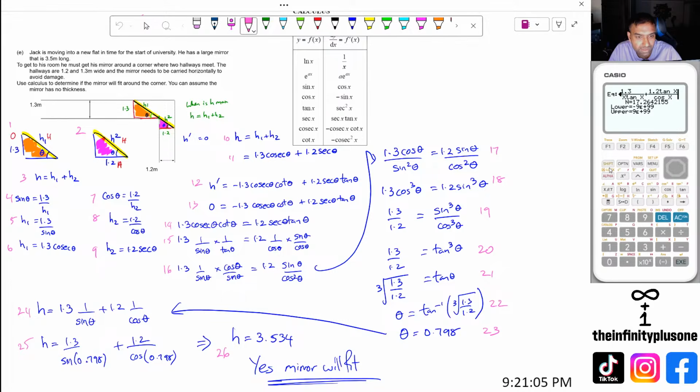If this works, Matt, you will be a legend. Come on. Equal to 0.798. Solve. Where's my answer? Why am I getting this answer? Matt, did it work for you? Because it's not working for me. I'm getting 751.